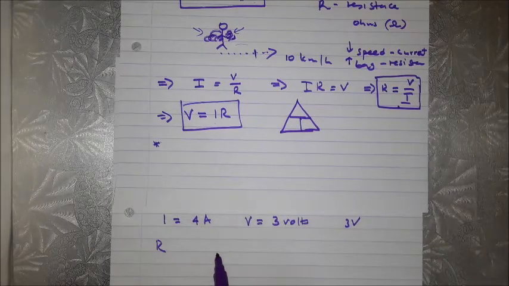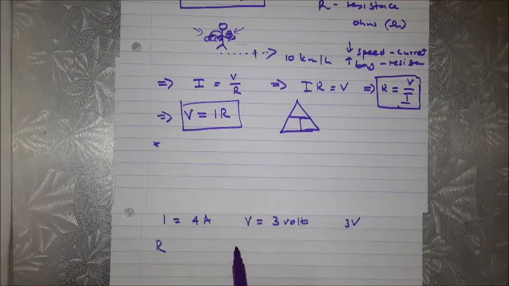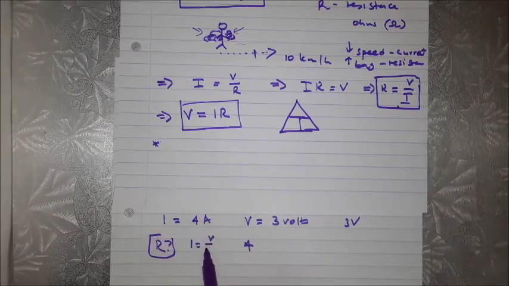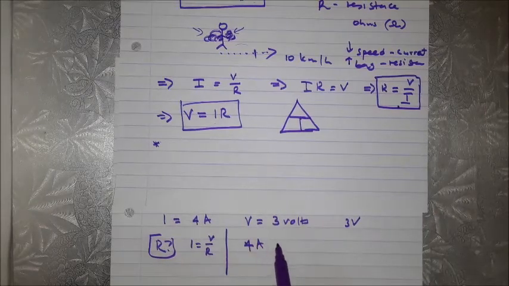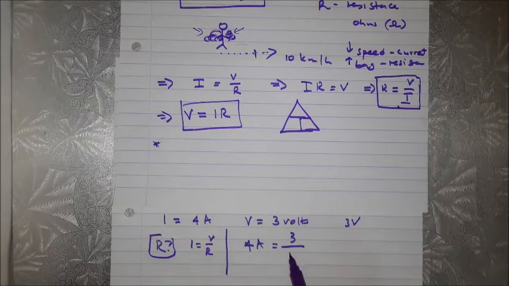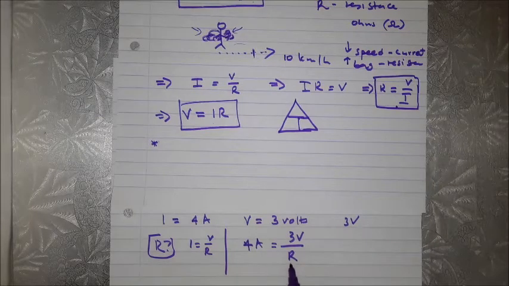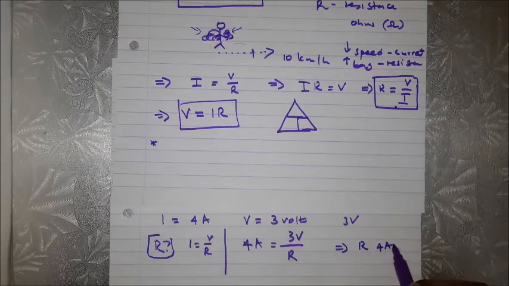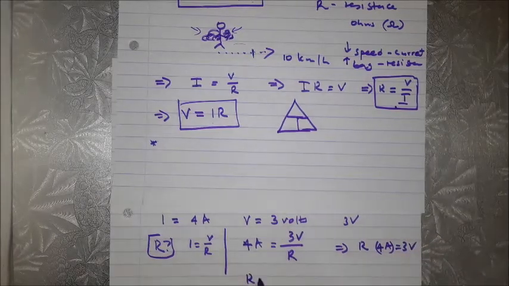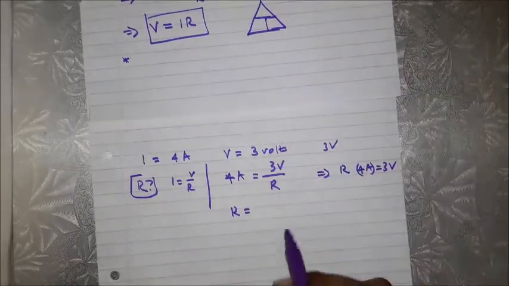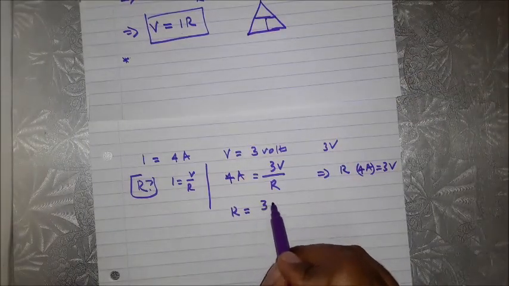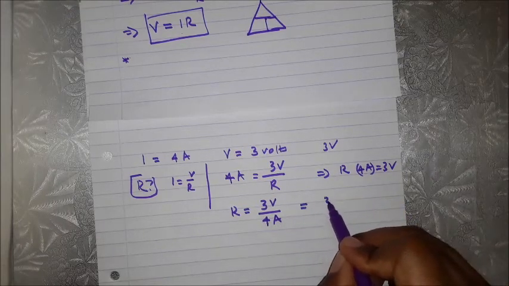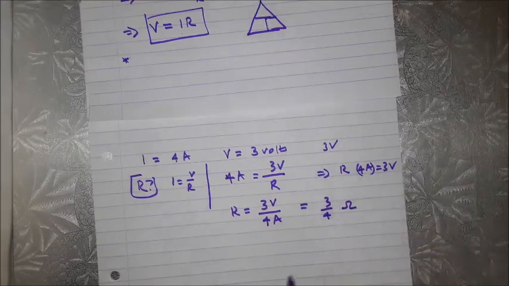So how you're going to find resistance is that, let's just put everything in the formula. You're using this formula, you're finding resistance. I equals V over R. So I equals 4 A, which equals, what is V? V is 3 divided by R. So to find R, you're going to multiply by R everywhere. So it's going to be R times 4 amps equals 3V. So R will equal 3V divided by 4A. You can put this in your calculator, whatever value you get, then this will be in ohms now.